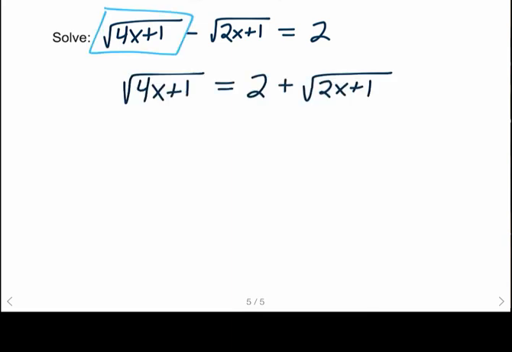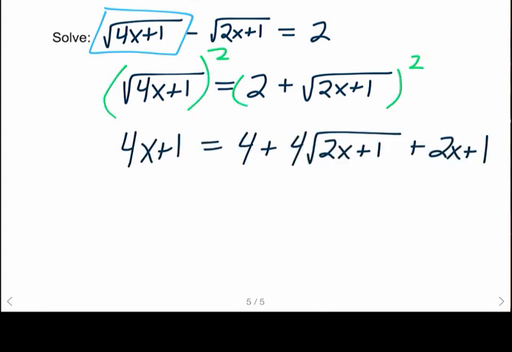So the first thing I'm going to do is isolate the first square root and then end up with the square root of 4x plus 1 is equal to 2 plus the square root of 2x plus 1. And then we're going to square both sides, popping out the radicand, 4x plus 1 on the left-hand side, and taking care to square the binomial, applying that pattern.